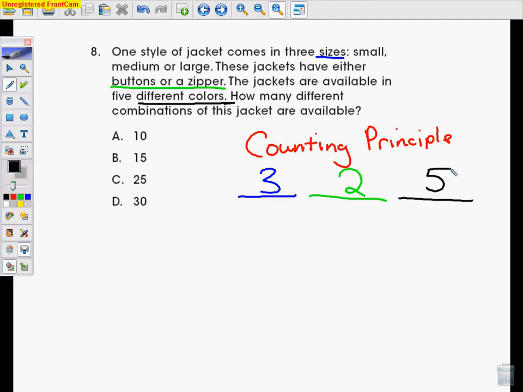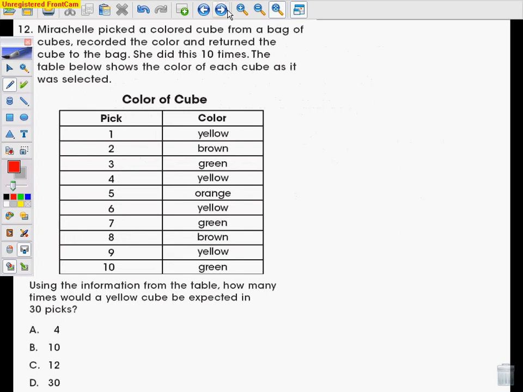Now, in the counting principle, all you have to do to find your answer is multiply all of your choices together. So 3 times 2 times 5. 3 times 2 is 6. 6 times 5 is 30. So there's a total of 30 different combinations of this jacket. Okay? Let's move on to the next question.